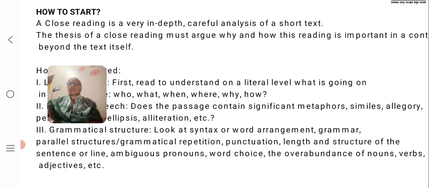Try to look into the grammatical structure, the syntax or word arrangement, grammar, parallel structures, grammatical repetition, punctuation, length and structure of the sentence or line, ambiguous pronouns, word choice, overabundance of nouns, verbs, adjectives, etc. So try to look into all these technical grammatical aspects which give the structure to the piece of text.